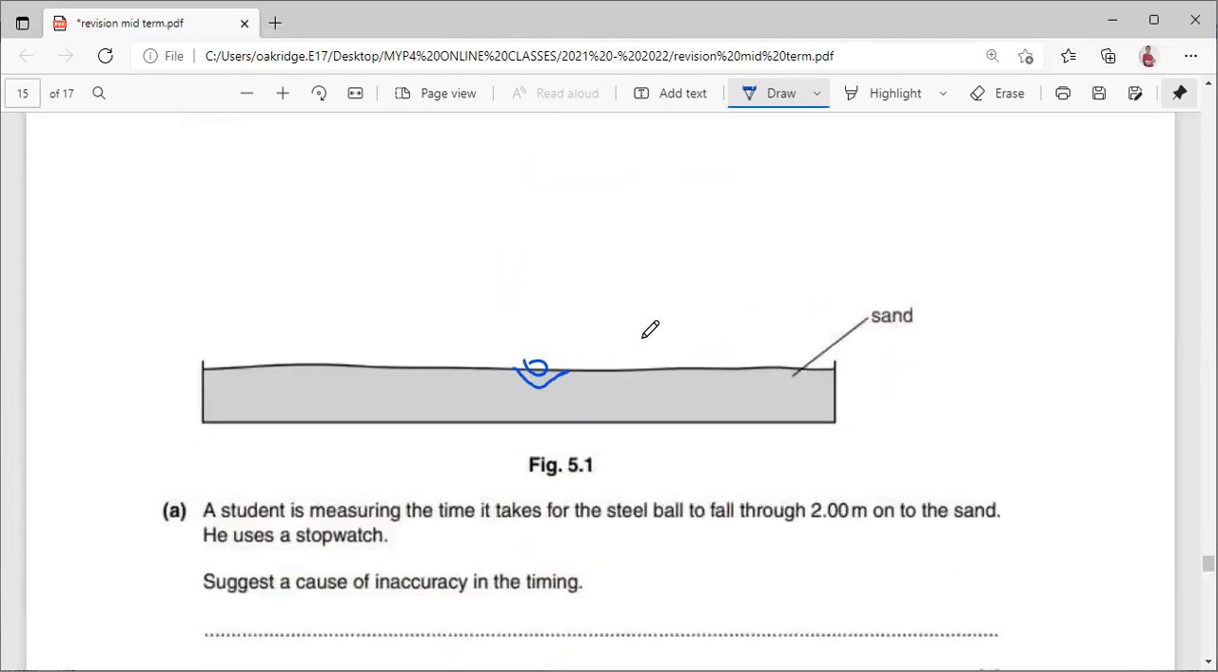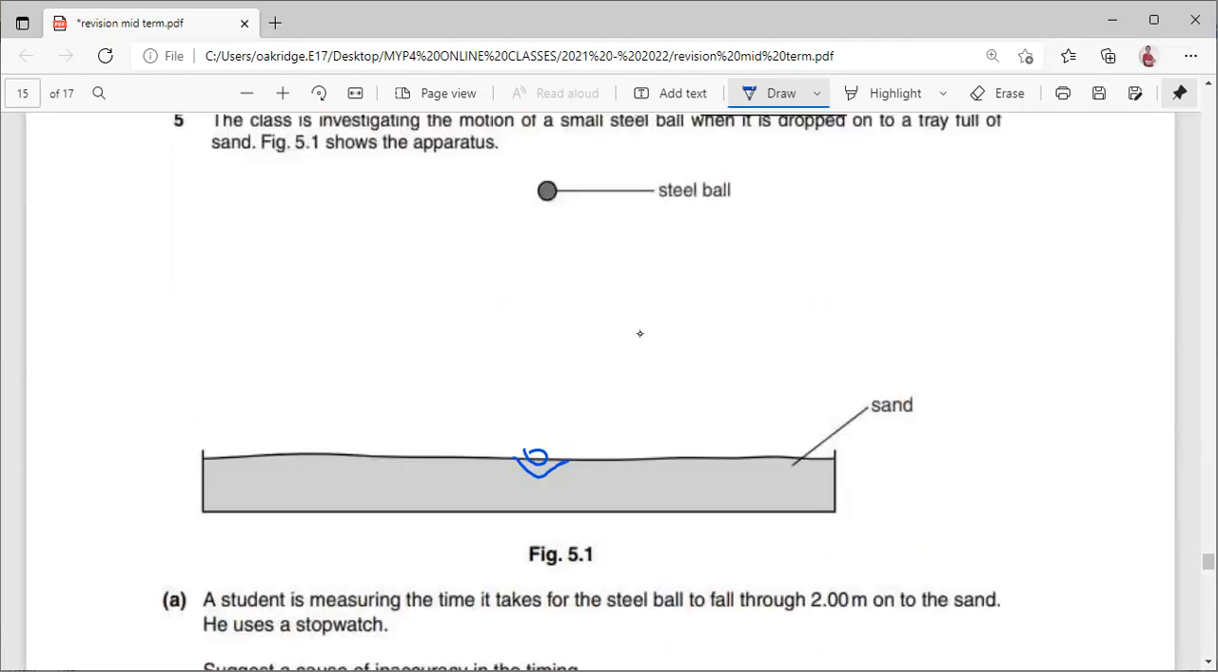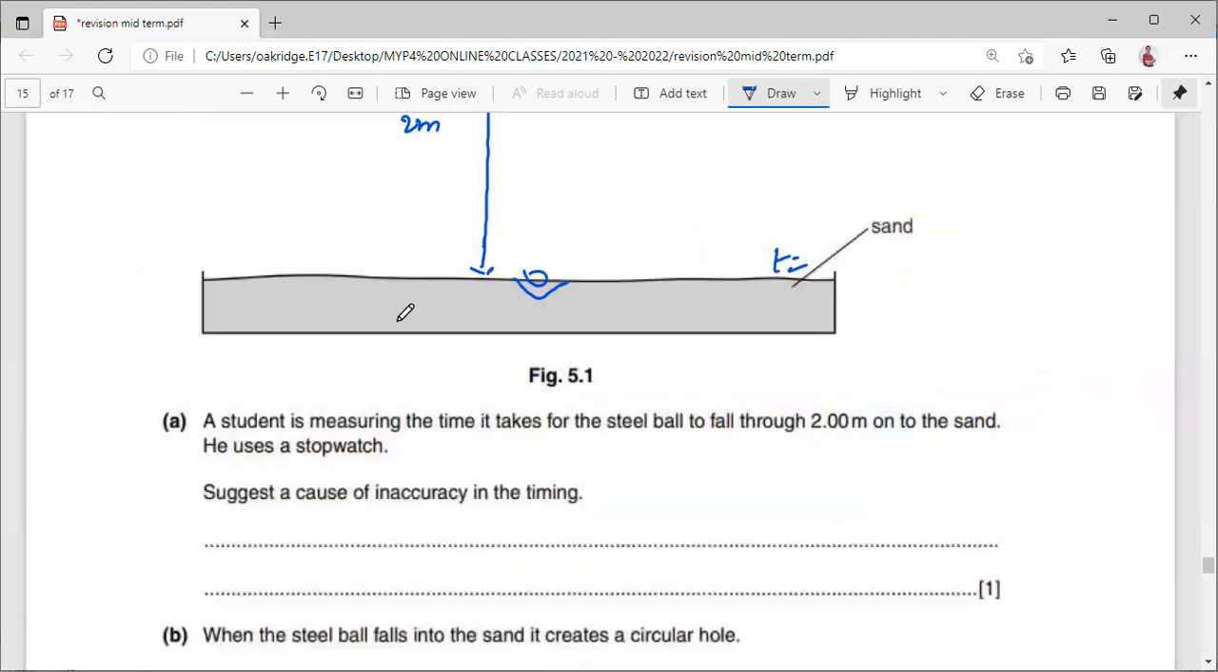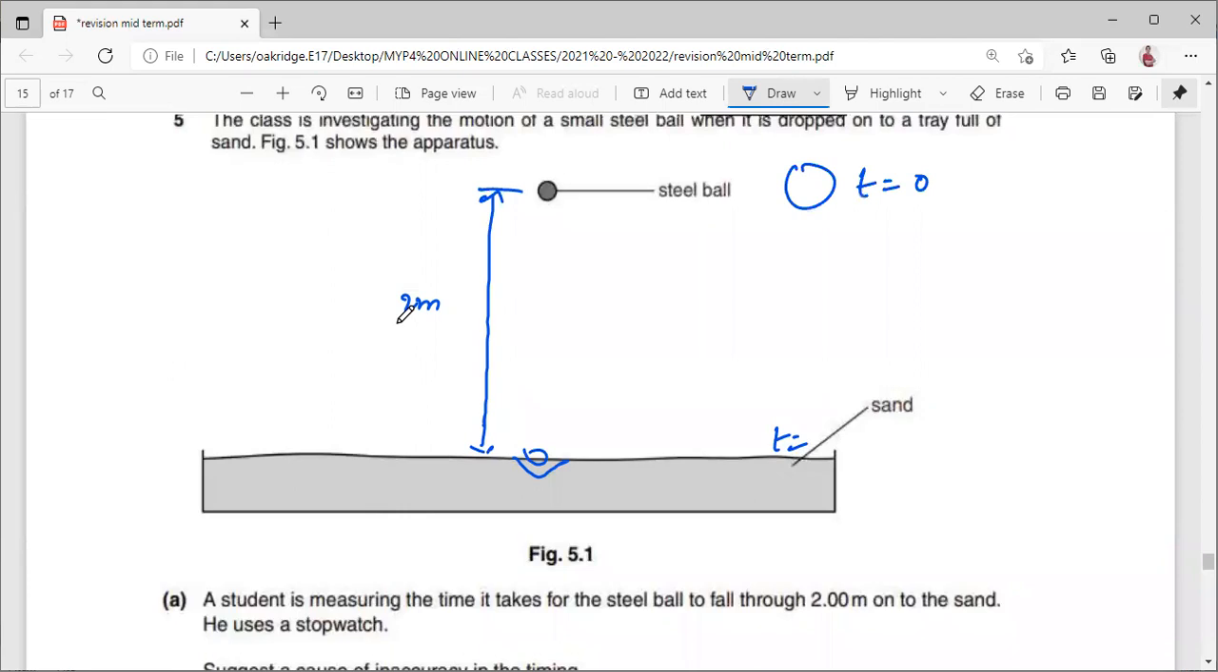A student is measuring the time it takes for a steel ball to fall through 2 meters onto the sand. He uses a stopwatch. So now when he drops it here, the distance here is seen to be 2 meters. He finds out what is the time taken here, t equal to 0, and the moment it comes over, he finds out what is the time taken. Then suggest a cause of inaccuracy in the timings. What could be the inaccuracy? The moment you drop it, you will have a reaction time here, right?